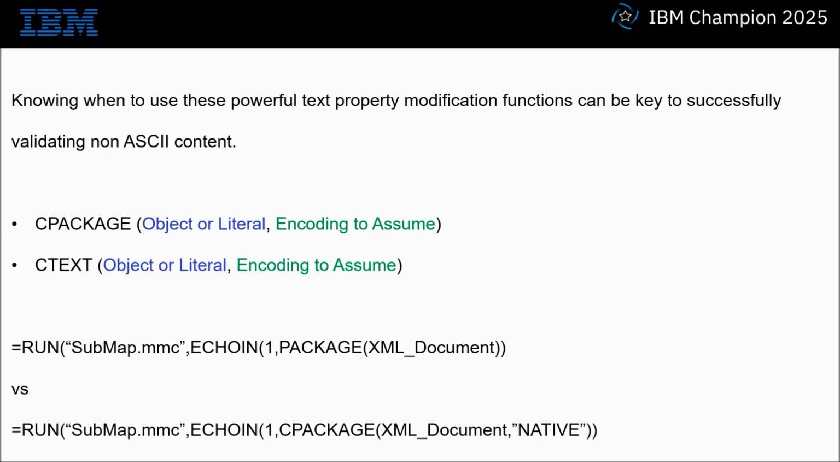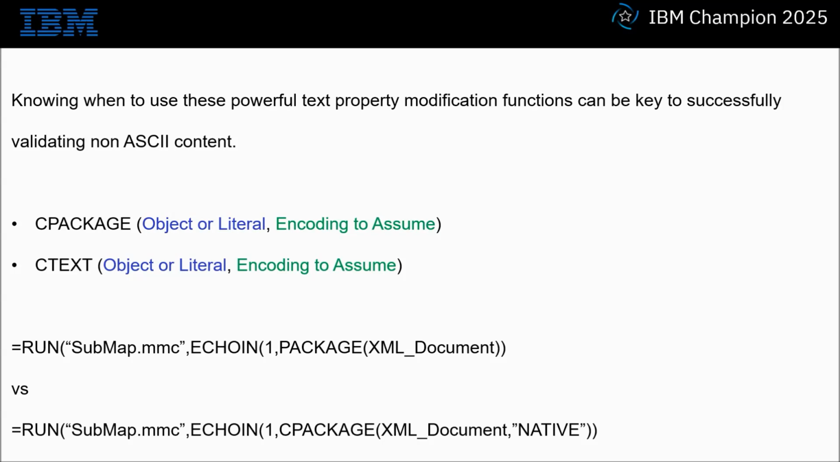Where would you use such a function? Well, let's look at that first run function on the screen. You're calling a submap and you're using the ECHOIN to send in the package of an XML document. If the XML document is already encoded as UTF-8 and the object that you are reading it into is UTF-8, this run function will convert that data into native prior to sending it to the run function as a stream.